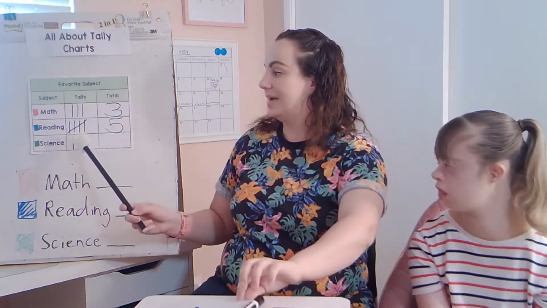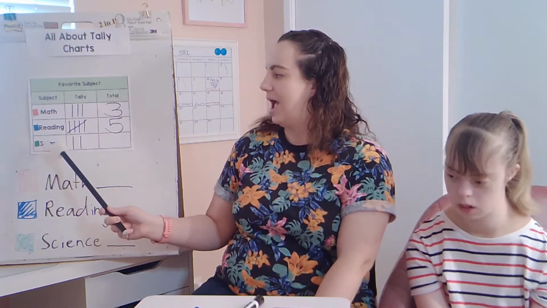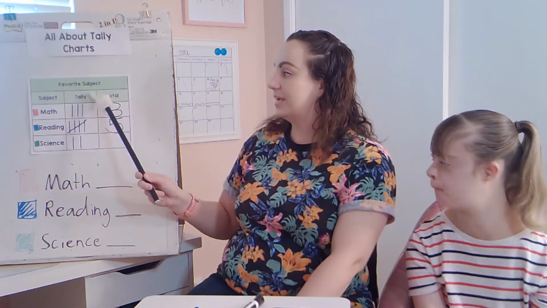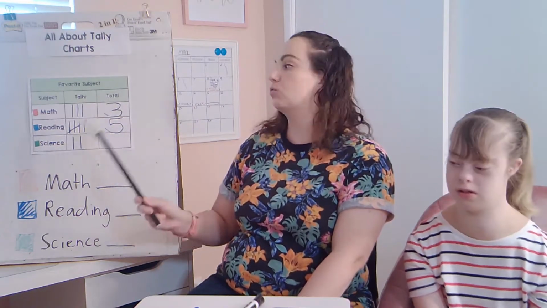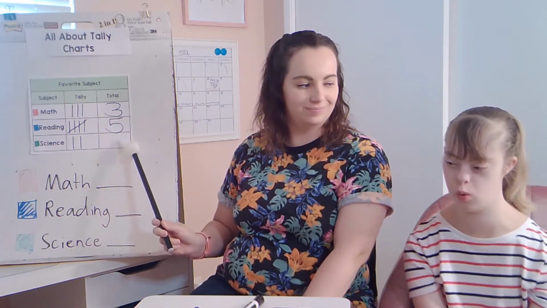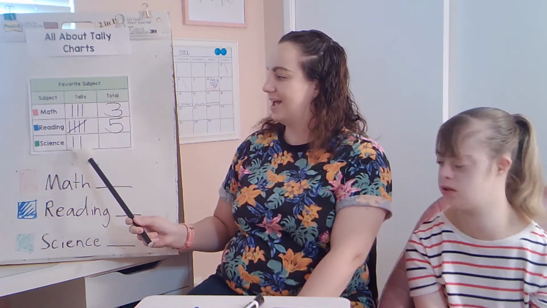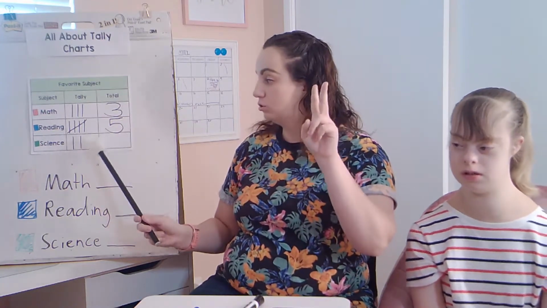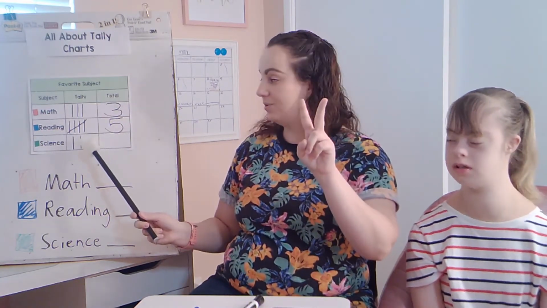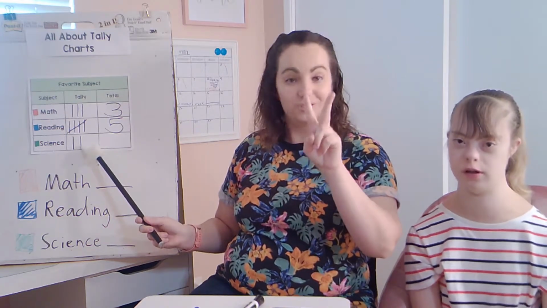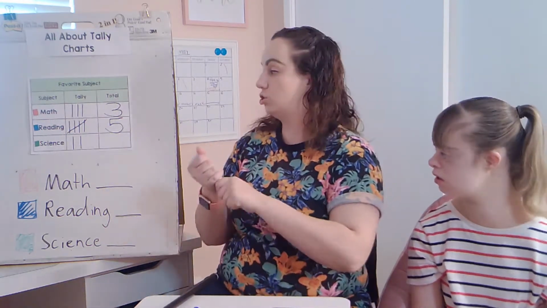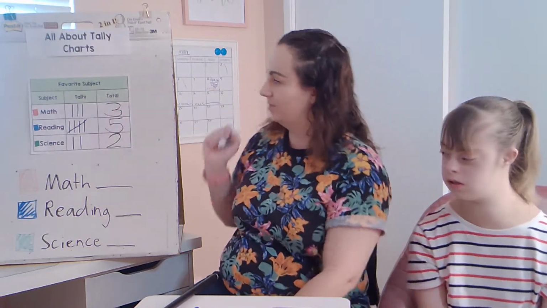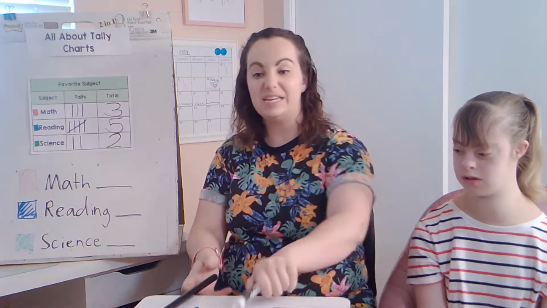Let's go on to the last subject and see how many people said science was their favorite subject. Once again, we're gonna read the tallies and then write how many people. Ready? Set. We're gonna count them together. Count with me. 1, 2. How many people like science the best? 2. 2, yes. So we write 2 over here where it says total. 2. Awesome. Now it's even easier to read.